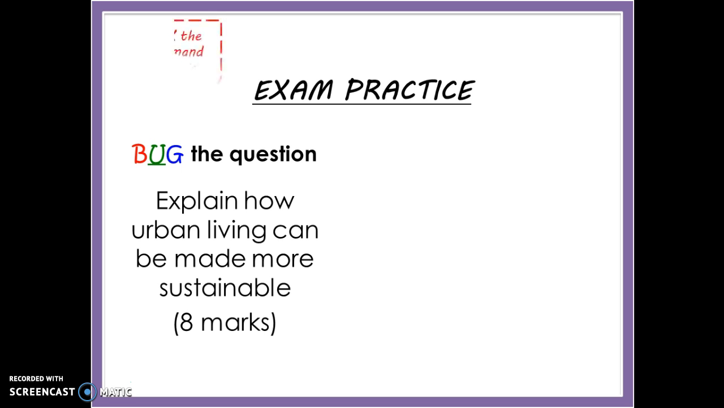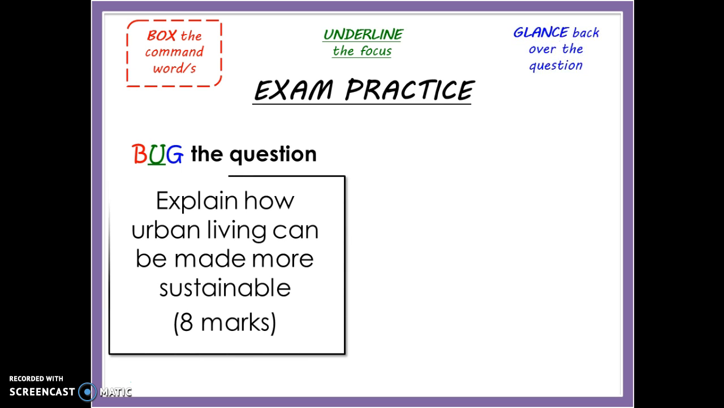Now, the B stands for box the command word. The next one, U, means underline the focus. So what's the question wanting you to focus on? And finally, G is glance back over the question to make sure that you've read it properly. So the command word, quite clearly in this question, is explain. So we put a box around that.